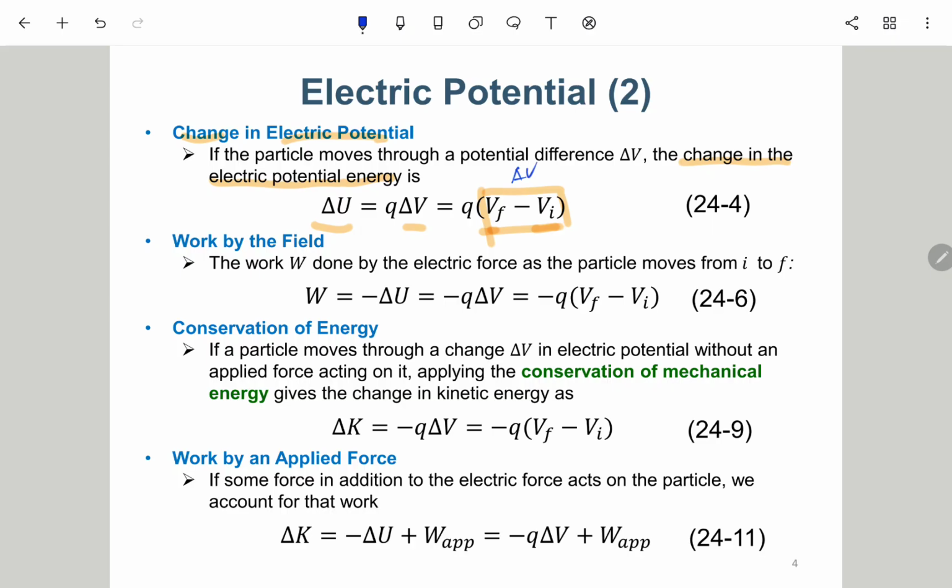So this is nothing special, I think. Or actually you can write W to be negative delta U. You just put a negative sign here, so nothing special either.